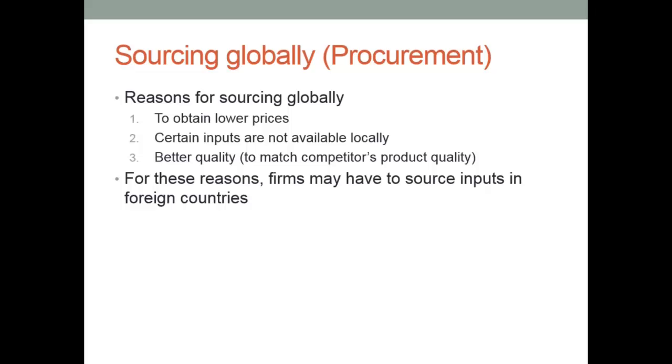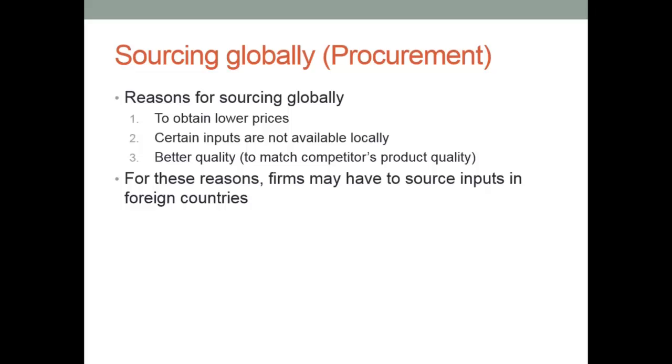There are three main reasons. The first reason could be that they may be able to obtain lower prices from a supplier located overseas. Suppliers located in regions of the world where the raw materials they are supplying are found in greater abundance, or where labor costs are lower, are able to charge lower prices.